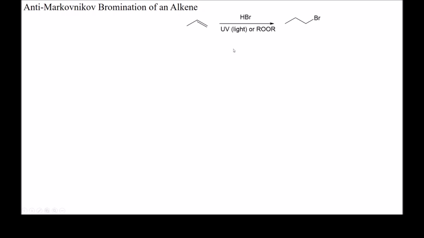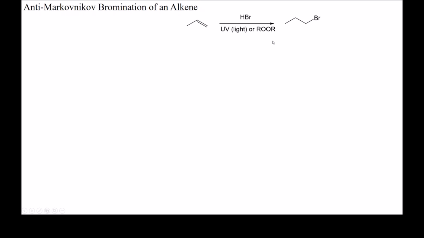So instead they use these peroxides. You can run this reaction in the light to generate the radical, but it's more common in your textbook, and I've not run these reactions in the laboratory, so I can't speak based on laboratory experience. But your textbook tends to show this as a peroxide, this RO-OR right here.